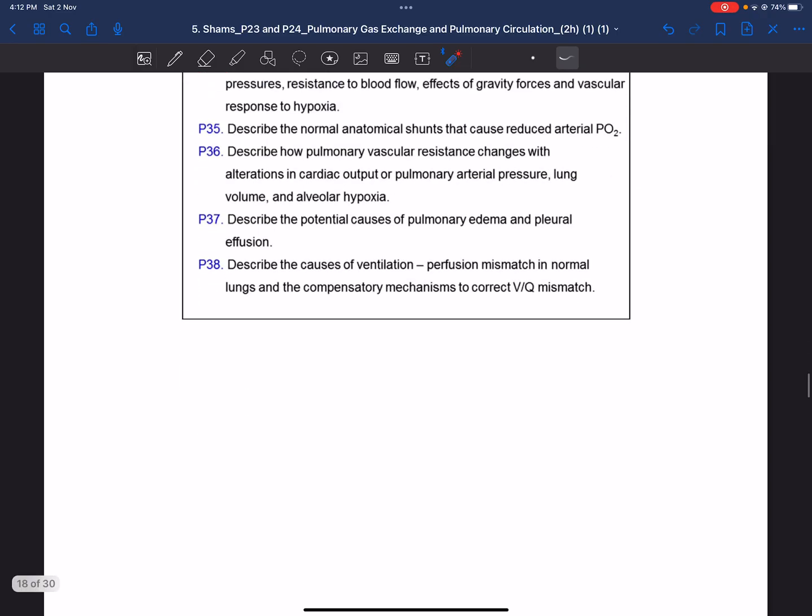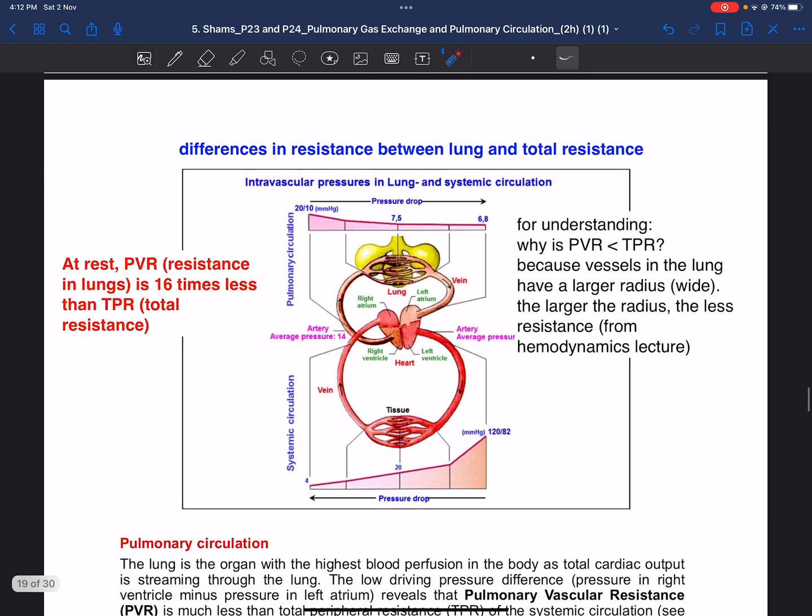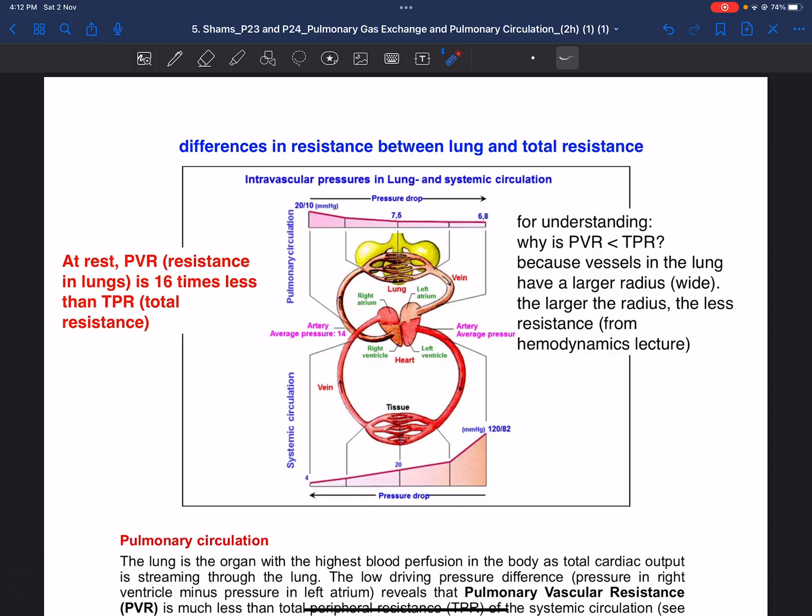So first, we begin with differences in resistance between lung and total resistance. The first concept I need you to know very well is that at rest, PVR, which is resistance in the lungs, is 16 times less than TPR, which is your total resistance. I've written this additionally. You might ask yourself, why is PVR much less than TPR? It's because vessels in the lung have a much larger radius. And we know from our hemodynamics lecture, the larger the radius, the less resistance we're going to have.